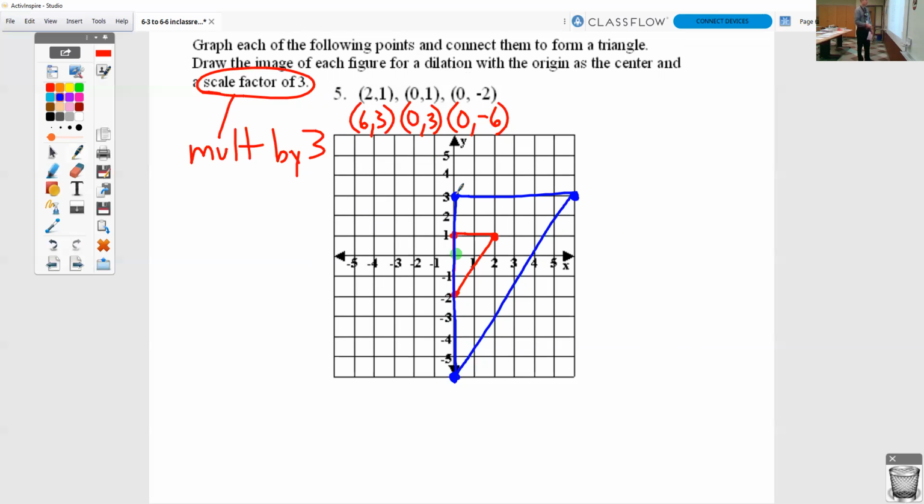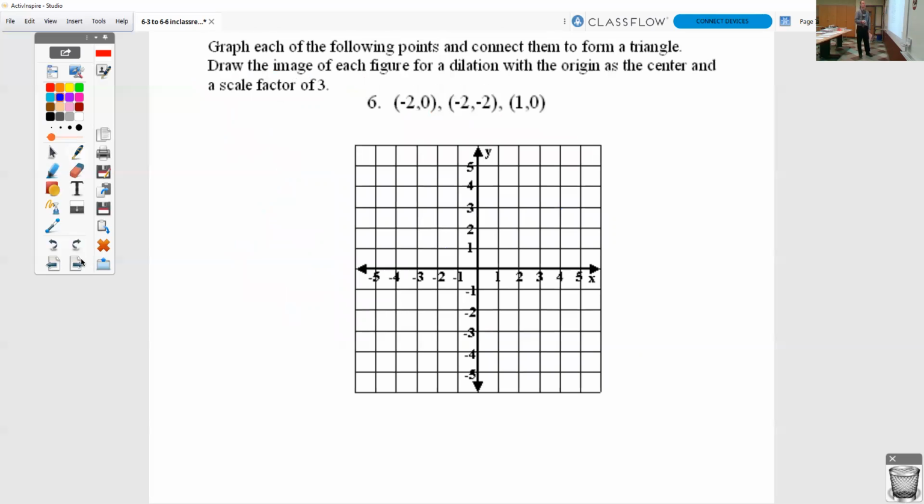How much bigger is it? Well, it's 3 times bigger, because we multiplied everything by 3. Notice that it was 2 wide at the top, and now it's 6 wide. 2 times 3 is 6. Notice that it was 3 tall, and now it's 3, 6, 9 tall. So everything's being multiplied by 3. In this one, you don't have to label because they did not label the points as like A, B, and C. Let's do another one.